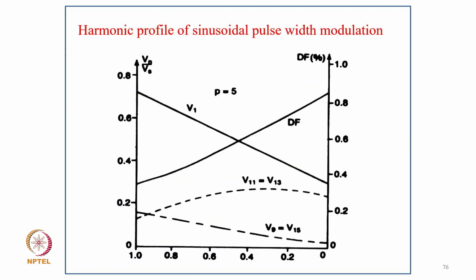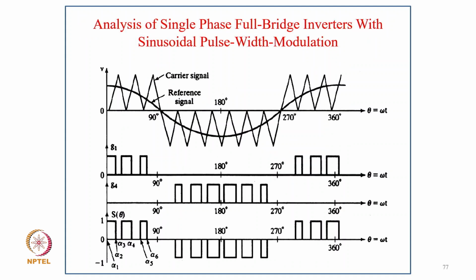This is the harmonic profile of typically a pulse width modulated inverter. You can see how the different harmonics depend on the switching frequency. So what are the harmonics? Typically like 9, 11, 13, 15 for p equal to 5, and how the distortion factor varies with the modulation index. This is the analysis of single-phase bridge with sinusoidal pulse width modulation.